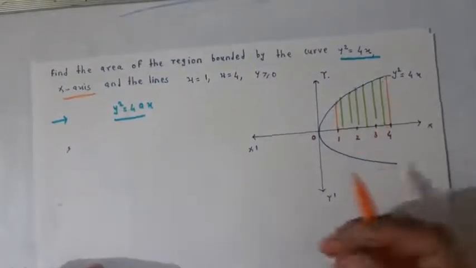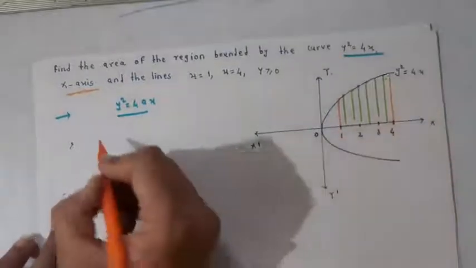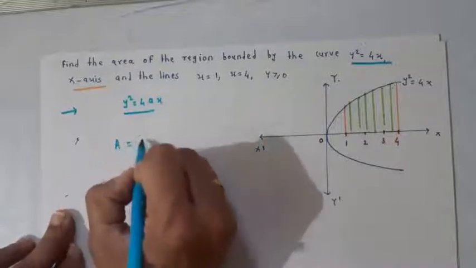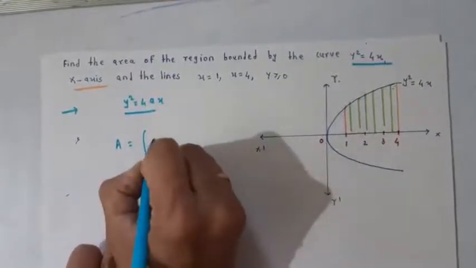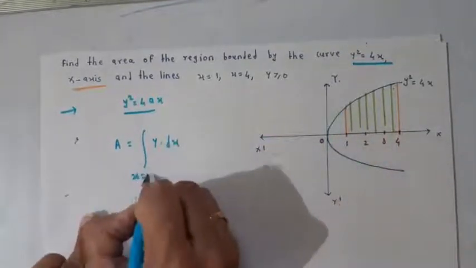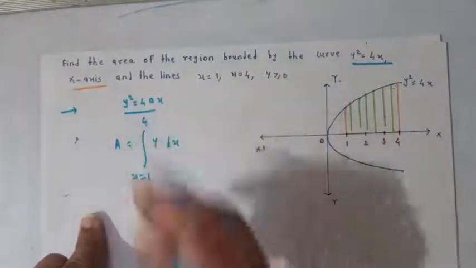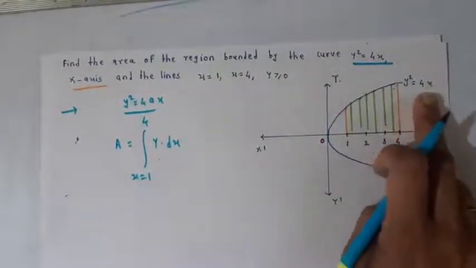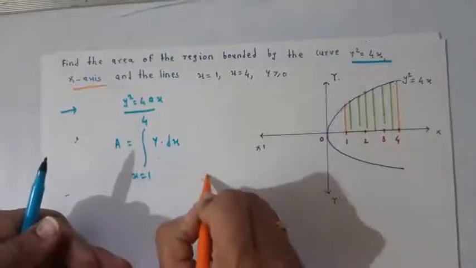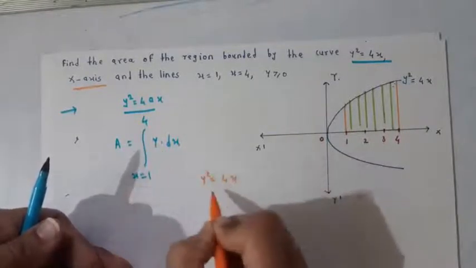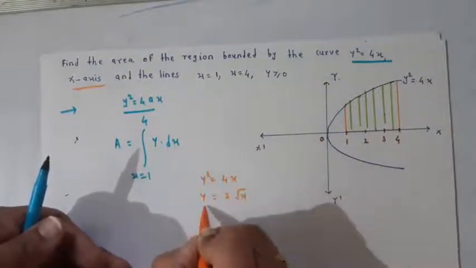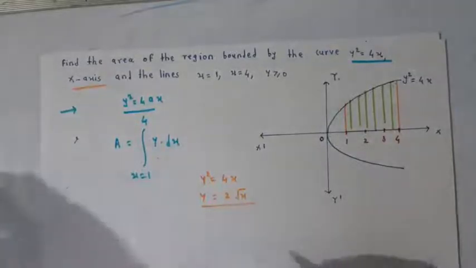Now as y is a function of x, the required area A is given by the integral of y with respect to x, with limits of integration from x equal to 1 to x equal to 4. So what is the y function? Our function is y square equal to 4x. To find y, taking square root on both sides, we get y equal to 2 root x.